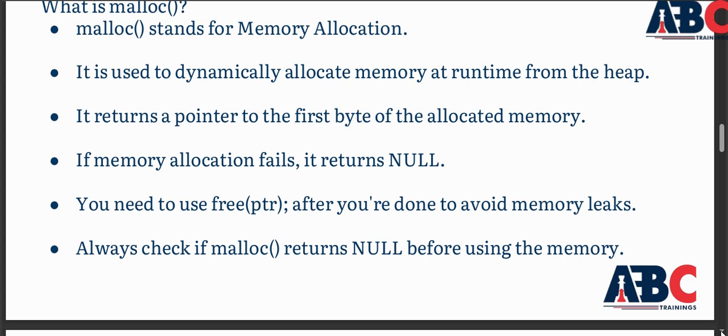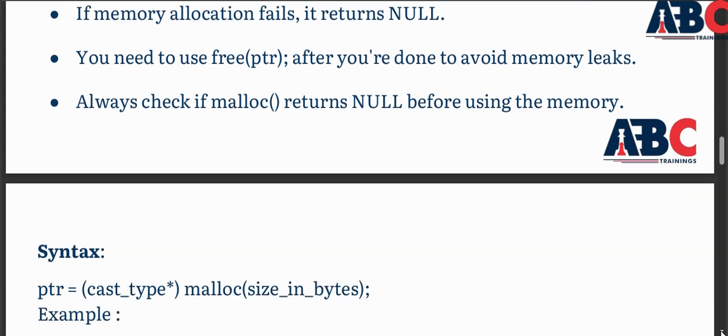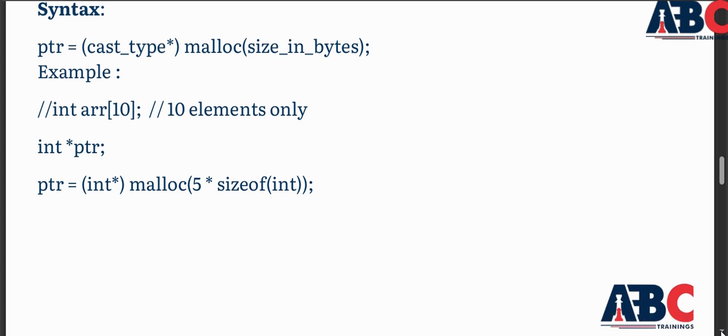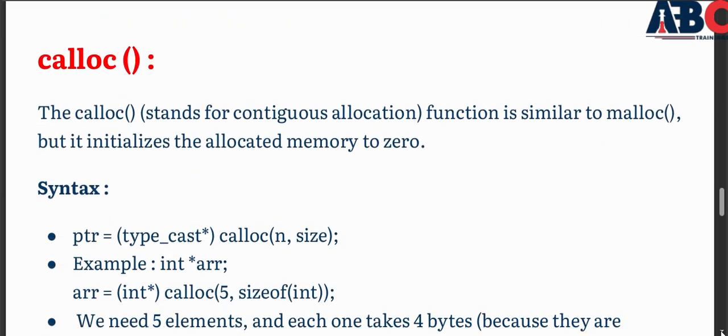You need to use free pointer after you are done to avoid memory leaks. Always check if malloc memory allocation returns null before using the memory. Syntax: pointer = (cast_type*) malloc(size_in_bytes). Example: int *ptr = (int*) malloc(5 * sizeof(int)); // 5 elements only.